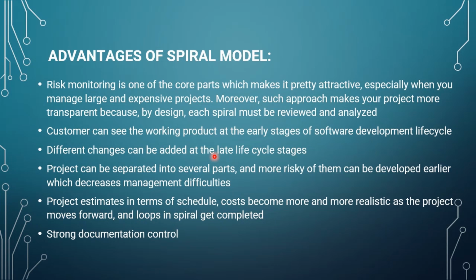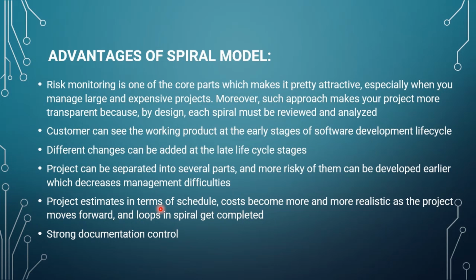Let's suppose we have 12 features and after some time we think that we should add 4 more features, then we can add those four more features in the next round, or you can say in the fifth round or 6th round. Project can be separated into several parts and the more risky of them can be developed earlier, which decreases management difficulties. Then project estimates in terms of schedule and cost become more and more realistic as the project moves forward and loops in the spiral get completed. Then last, strong documentation control.